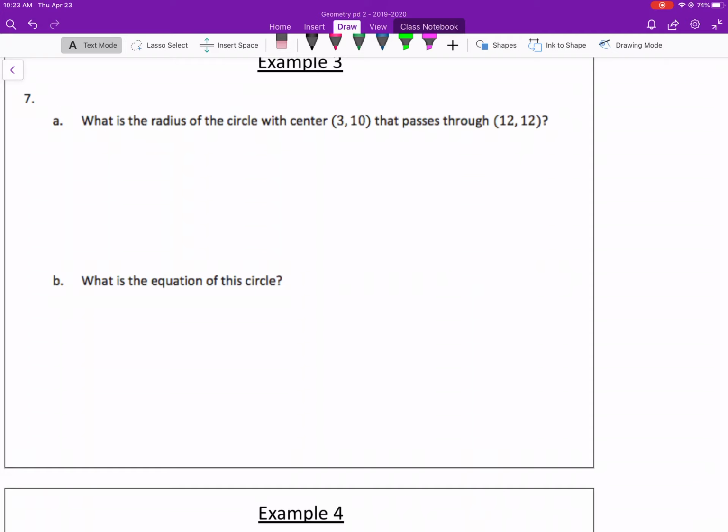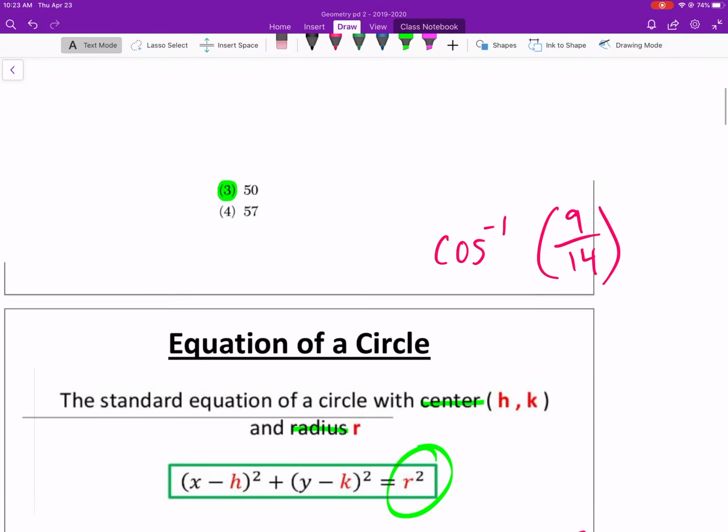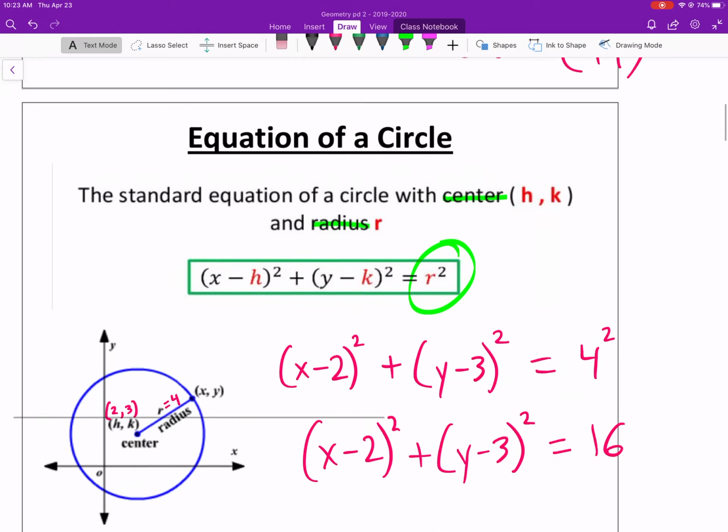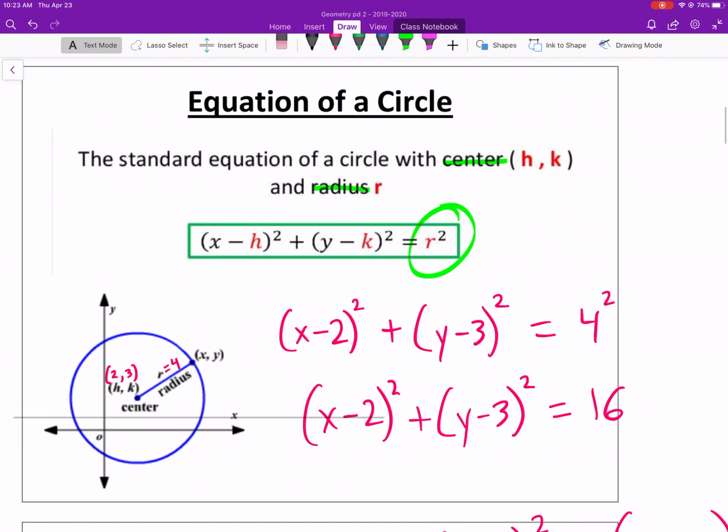What is the radius of the circle with center (3, 10) that passes through (12, 12)? All right, now, if we look back at our equation of a circle, they're asking you for the radius, and they're giving you h and k, the center point. Now they're giving you x, y.